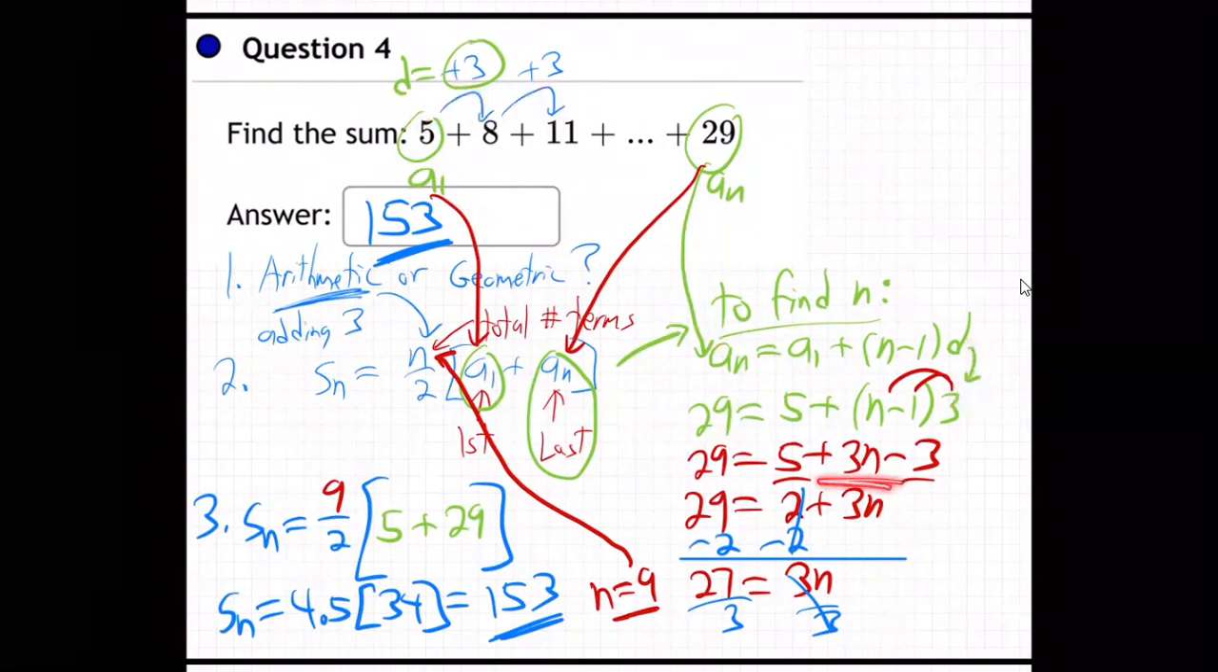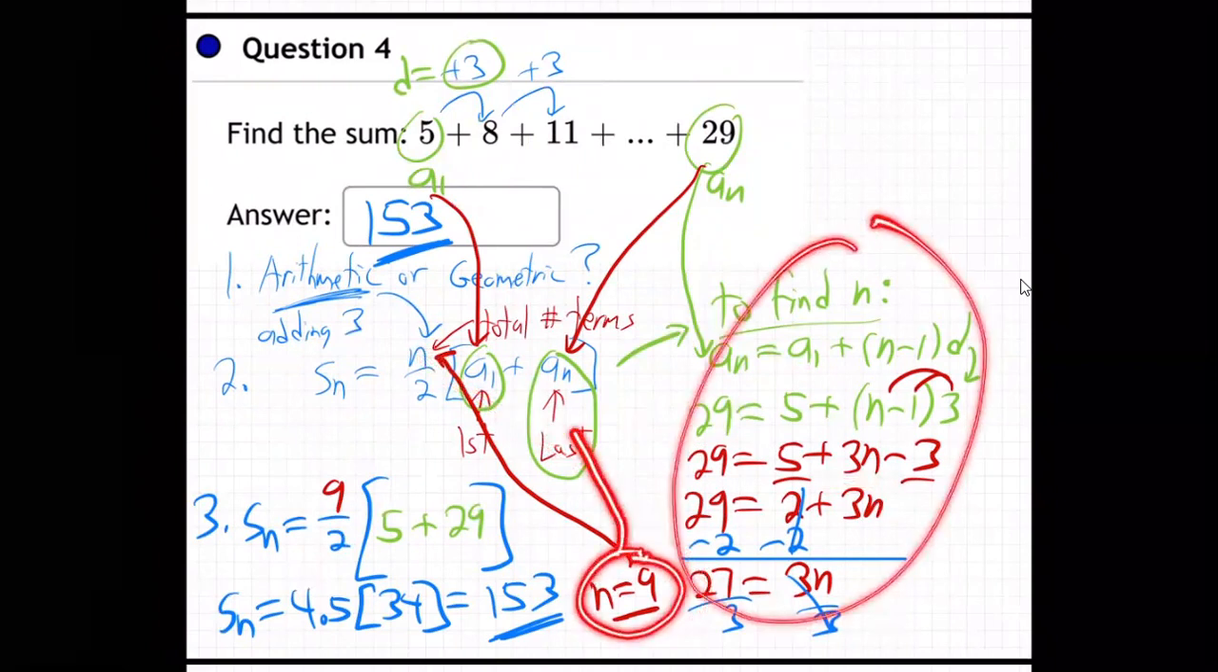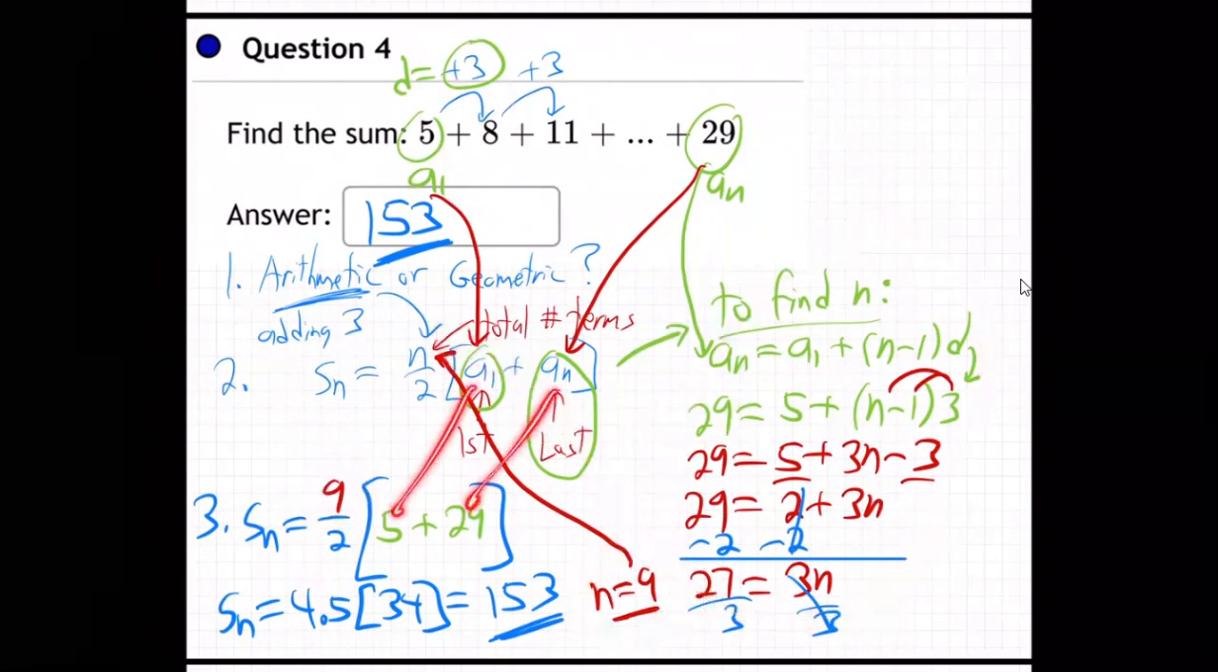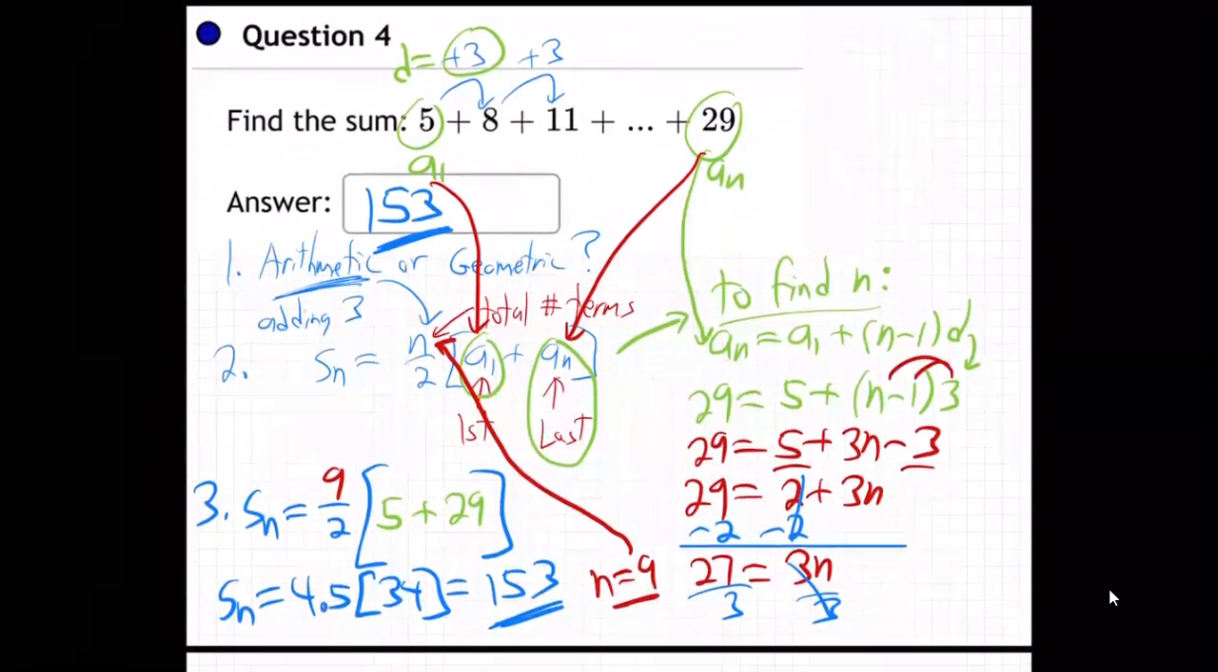And then I was able to solve that for n, and then go back to the original form. Once I had n from this side formula, go back to the main formula, plug in your n is 9, plug in your a1 and your an, hit the buttons on your calculator, 153. And so there we go.